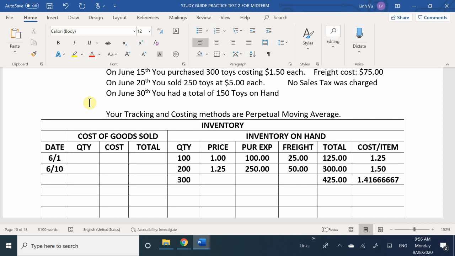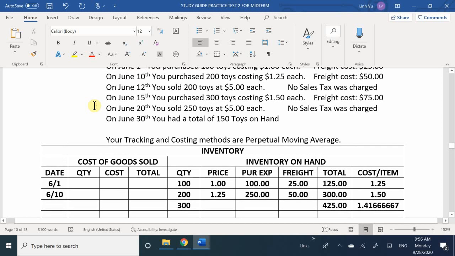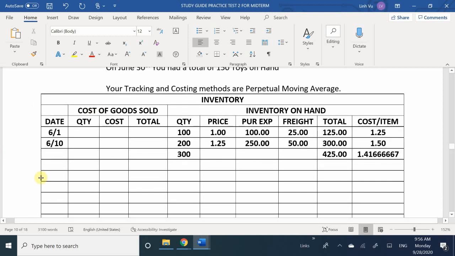Okay, so we got 425 total, and we divided it amongst the 300 items that we have available to sell. Okay, so then now what happened on June 12th? 200 shares at $5 each. Okay, so we sold 200 items, right?